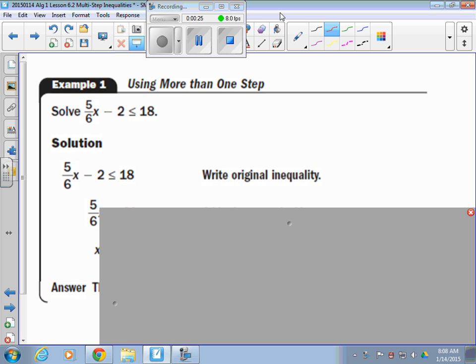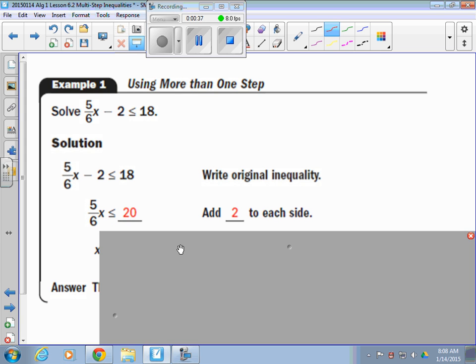5 over 6x minus 2 is less than or equal to 18. We're going to treat it as if it says equals 18 instead. You're going to do it the exact same way though. This first step to undo is minus 2. Your order of operations says you have to undo backwards. Add 2 to both sides. If you add it there, you add it here.